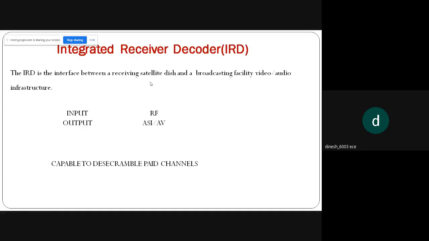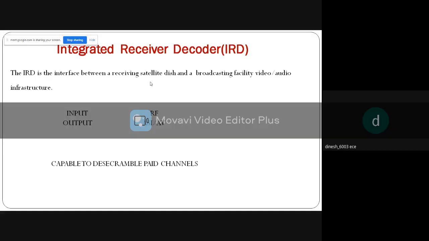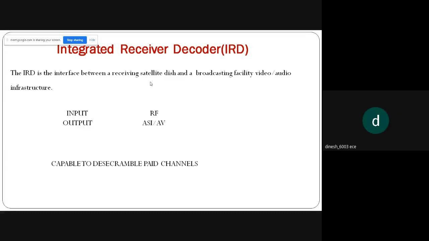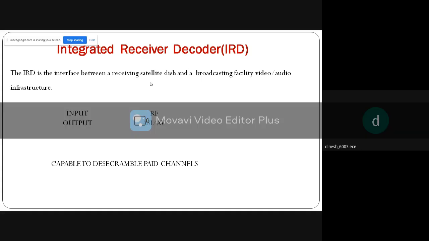Next topic in digital video broadcasting is IRD. What is this IRD? IRD is the integrated receiver decoder, which is an interface between the satellite dish at your receiver and a broadcasting facility for video and audio infrastructure. Input would be RF, output would be ASI or AV. It is capable of descrambling paid channels.